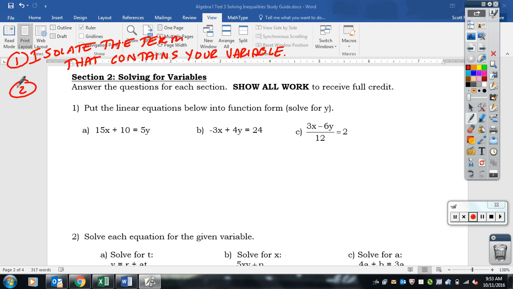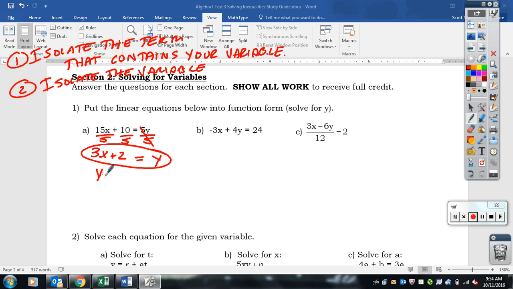Since it's already isolated, I move on to step 2, which is to isolate the variable. That's usually done by multiplication or division. In this case, divide by 5. Every term gets divided by 5, just like the equation earlier, when we multiplied by 4 and every term got multiplied by 4. Y equals 15 over 5, which is 3x, plus 10 divided by 5, which is 2. Y equals 3x plus 2. That's called the symmetric property of equality.